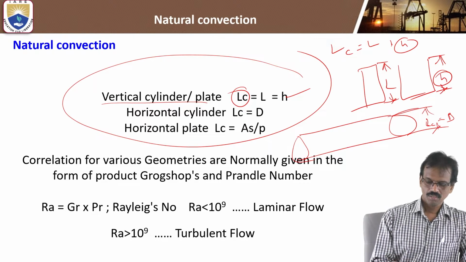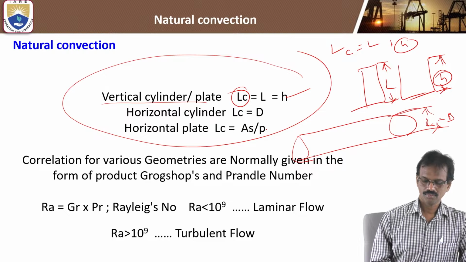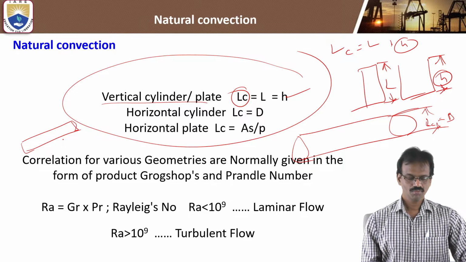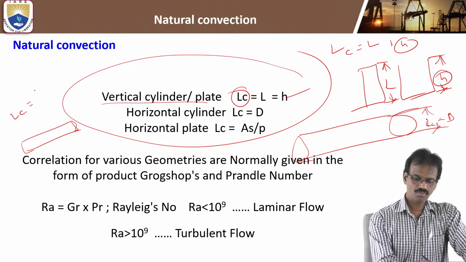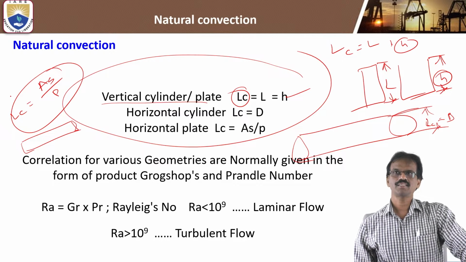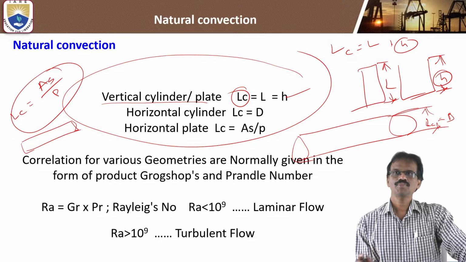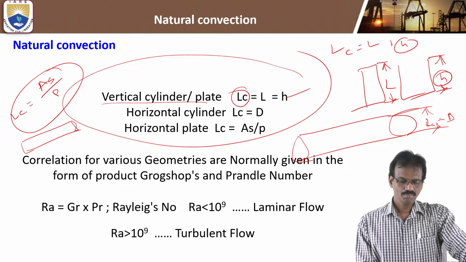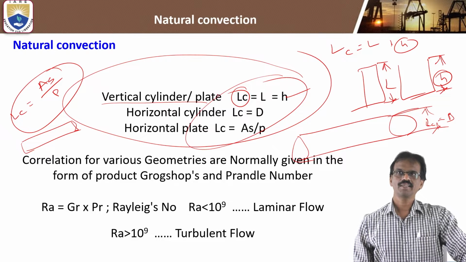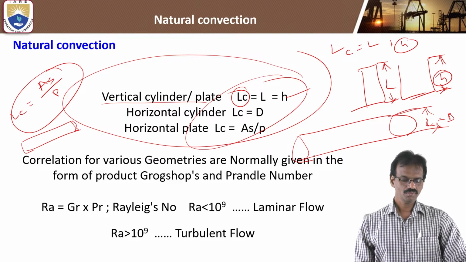Next, the horizontal plate. If you consider flow on a horizontal plate like this one, then the characteristic length Lc is equal to area upon perimeter. By using this formula, you can find the characteristic length. So these are the three types of geometrical construction, and based upon them we have to take the characteristic length. That is very important.